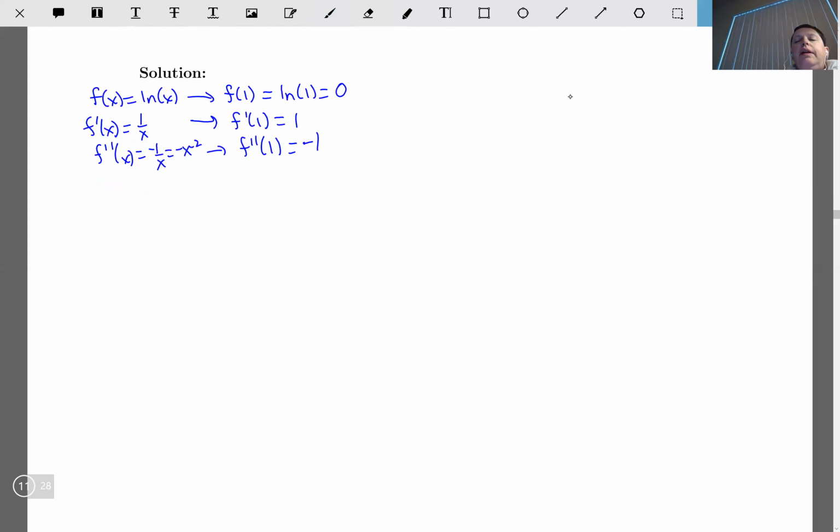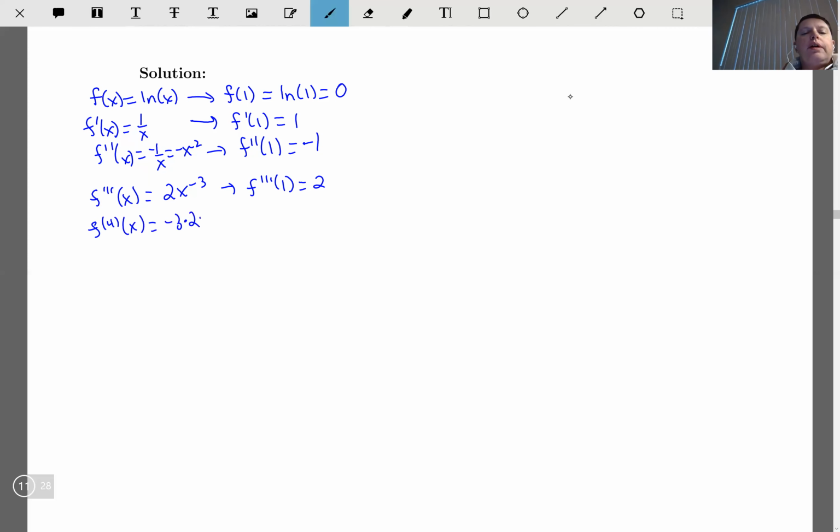I recommend at least 4, sometimes 5 derivatives, just so you get a feel for things. So the third derivative is going to give me a 2 x to the minus 3, so my third derivative at 1 is 2. My fourth derivative is going to be negative 3 times 2 x to the minus 4, which you can think of as 3 factorial. So my fourth derivative at 1 is just negative 3 factorial.